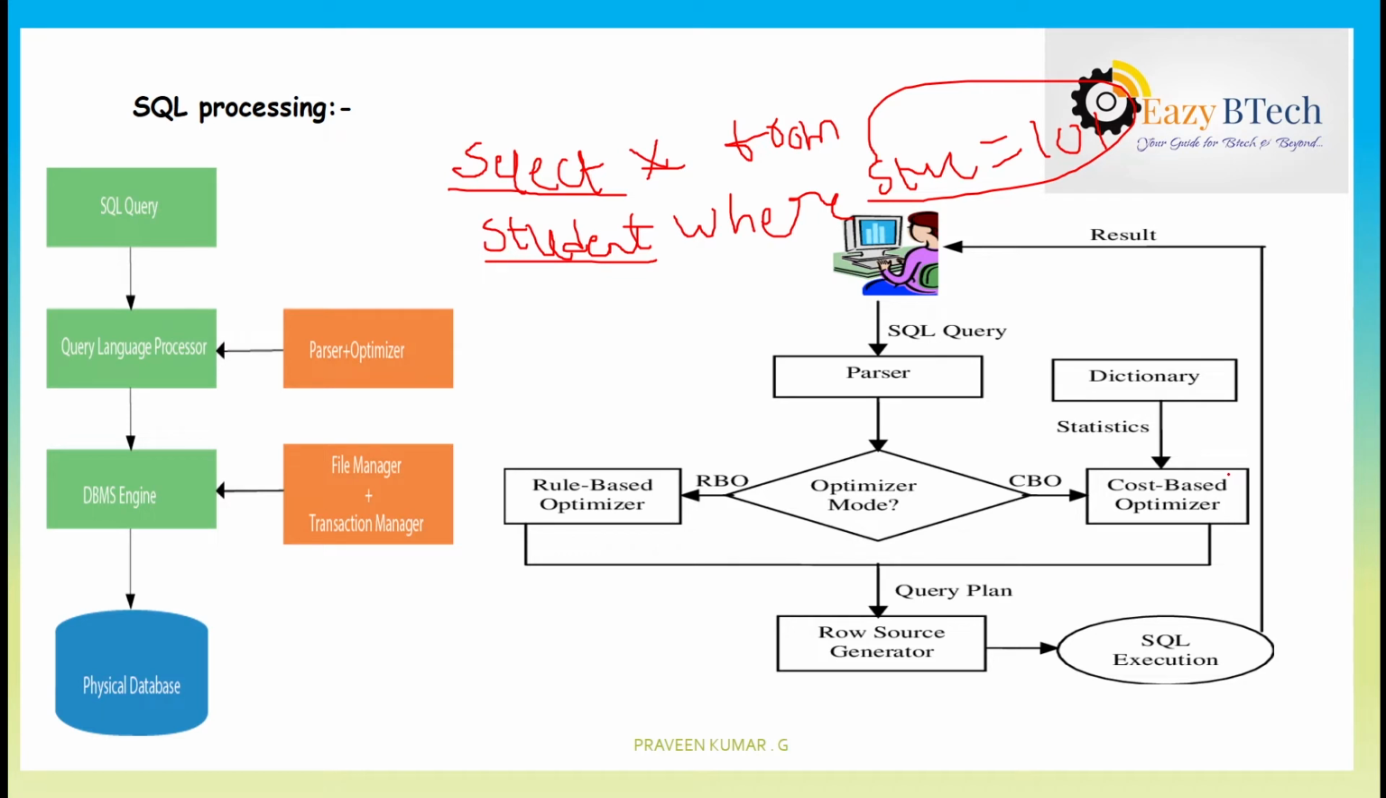If you have any comments or doubts regarding the rule based optimizer and cost based optimizer, please comment and I will give an exact reply on the difference between them. But remember, before Oracle 7 we used the rule based optimizer. Now we can retrieve the total data using the CBO, cost based optimizer. Once the optimization is checked, then comes the query plan: select star from student where student number equal 101. Open the student data.